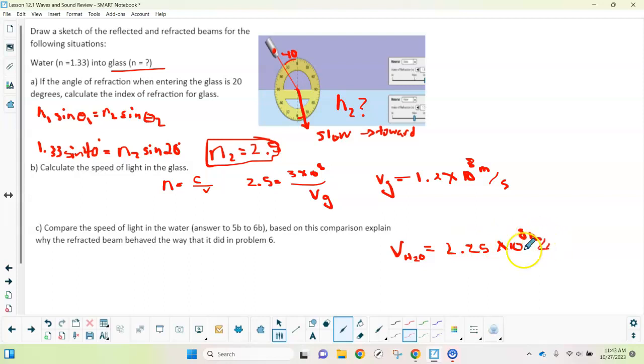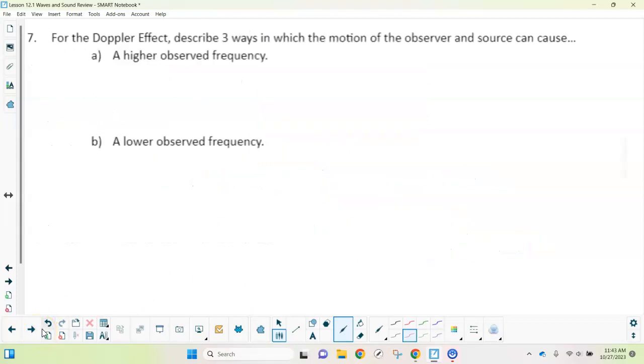So it is definitely, again, slowing down. It's going from 2.25 to 1.2. So it slows down and it bends towards. So that checks out with what we got for that answer. Couple other questions left. So we're down to the last two.